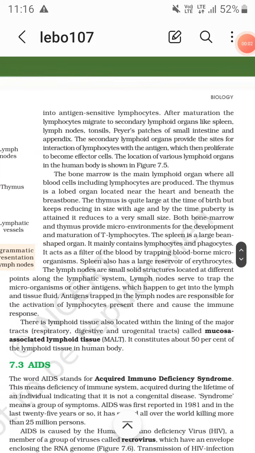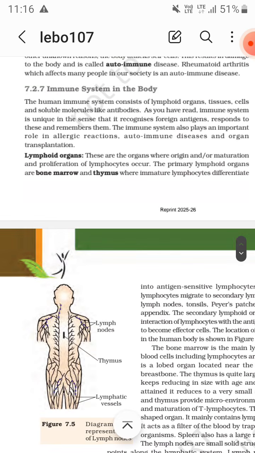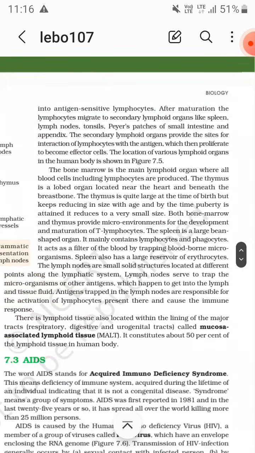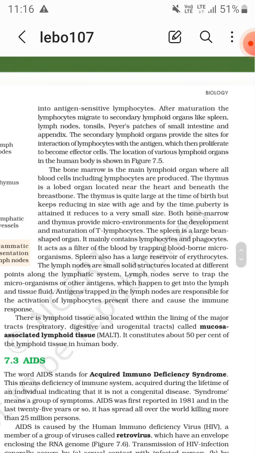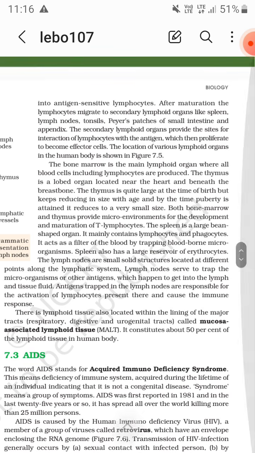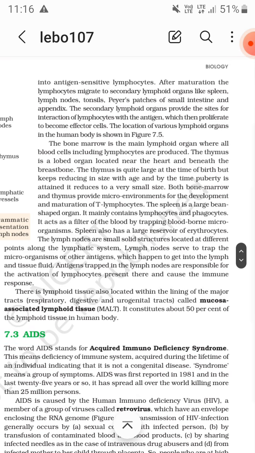Bone marrow is the main lymphoid organ where all blood cells, meaning WBCs, RBCs, platelets, everything, including lymphocytes, are produced. The bone marrow is the main lymphoid organ, which is a primary lymphoid organ. And these bone marrow and thymus provide microenvironments for the development and maturation of T lymphocytes, both bone marrow and thymus.